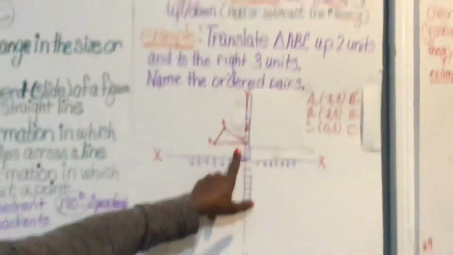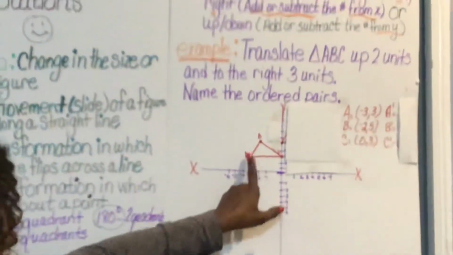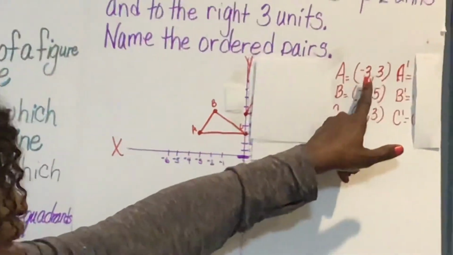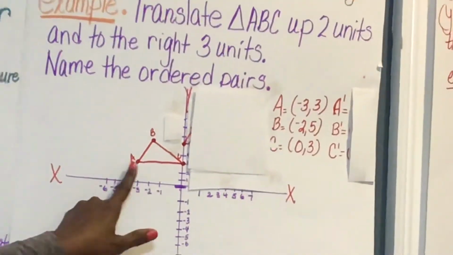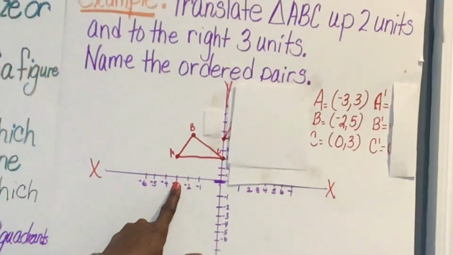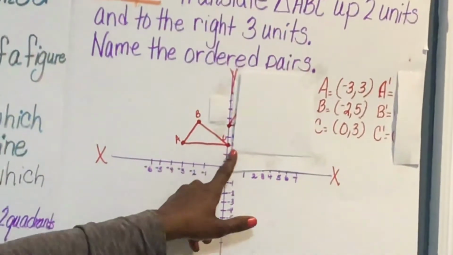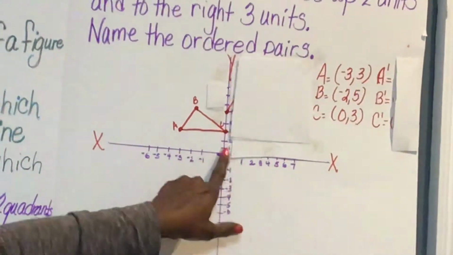Here is my triangle. I have the markers A, B, and C. If you take a look at A, it is located at -3 and 3. Here is A, -3, and it's on the Y-axis. It's located at 3. 1, 2, 3.